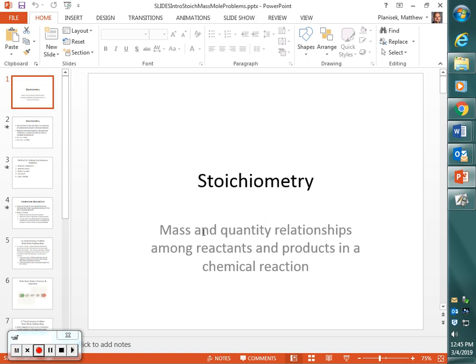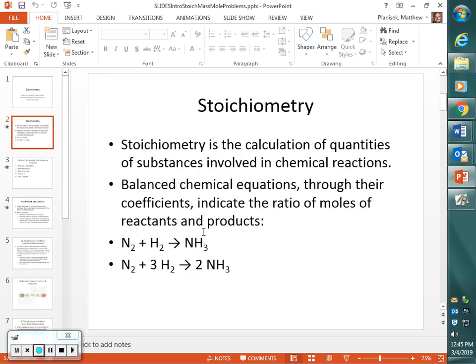So, on Friday, we introduced the topic of stoichiometry. And like the subheading here says, stoichiometry: mass and quantity relationships among the reactants and products in a chemical reaction. Stoichiometry allows us to calculate quantities of the substances that are involved in a chemical reaction. Instead of just identifying what the reactants are and what the products are, we can talk about how much of those reactants and how much of those products we make.